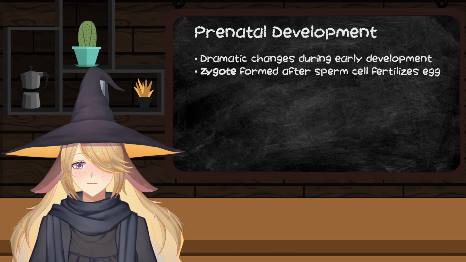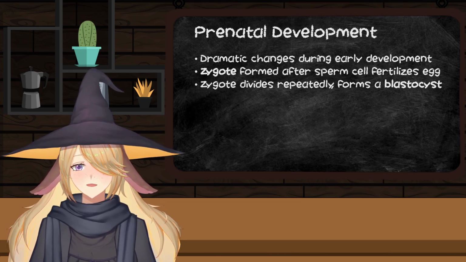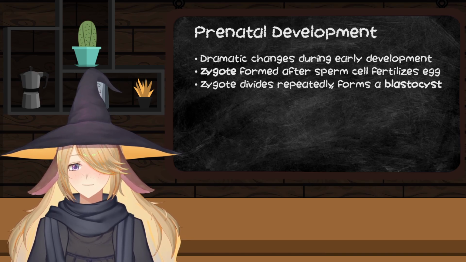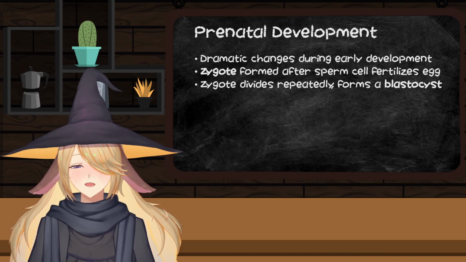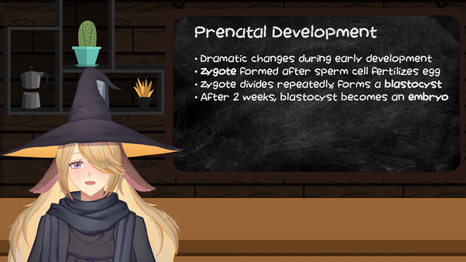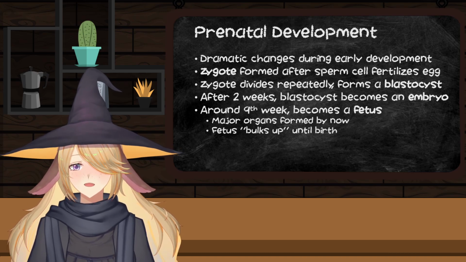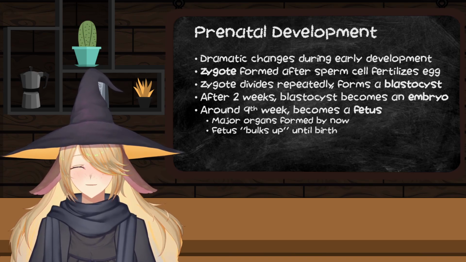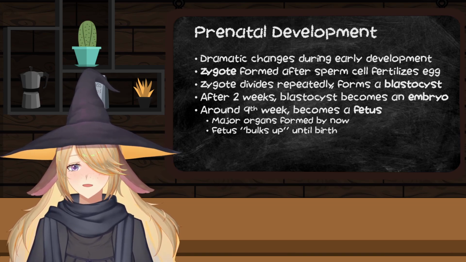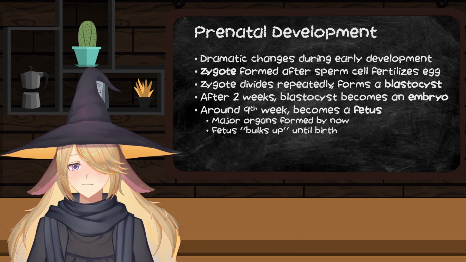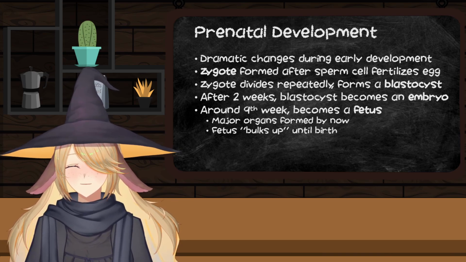First, a sperm fertilizes an egg, creating a zygote. Then the zygote, a single cell, divides repeatedly, forming a blastocyst, which is a bundle of cells. After 2 weeks, the blastocyst will continue to divide and become an embryo. And around the 9th week, that embryo becomes a fetus. Their major organs have developed, and after that point, the fetus basically just bulks up until they're born.